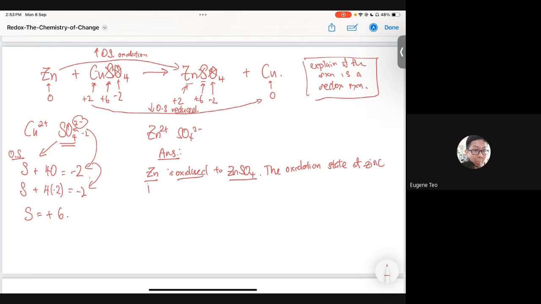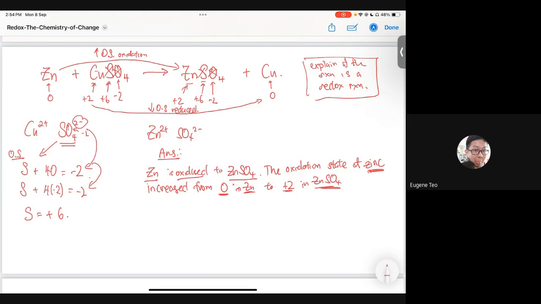Okay? Increased from 0 in Zn to plus 2 in ZnSO4. Okay? So you realize this statement looks exactly the same as the one that we did before, because these are the things that were changed, right? In terms of the parts that are underlined, these are the ones that I've adjusted to fit this particular question.